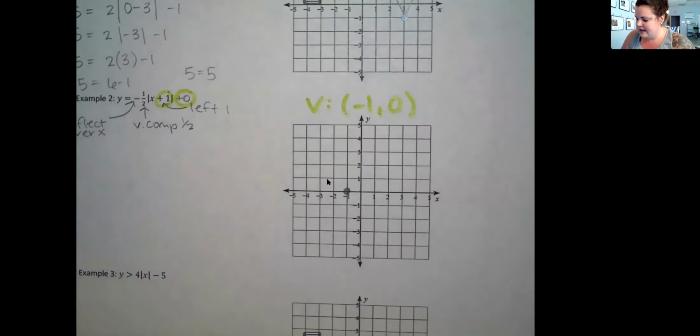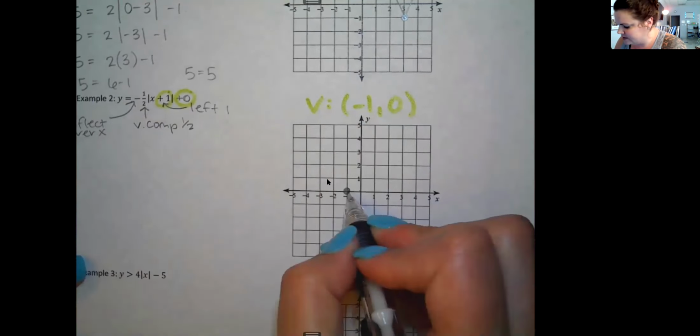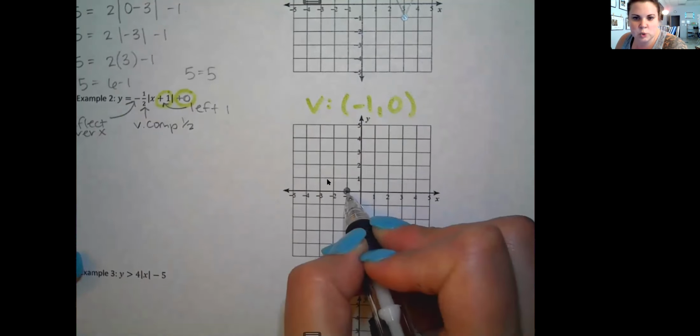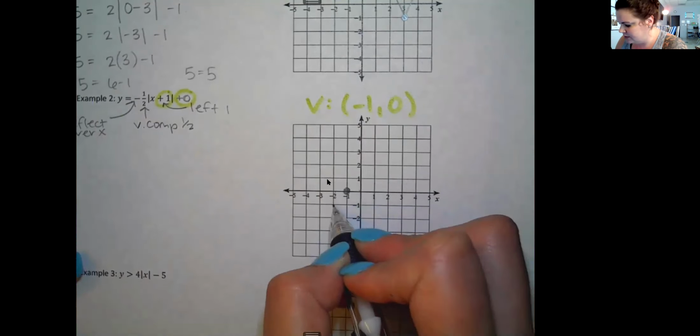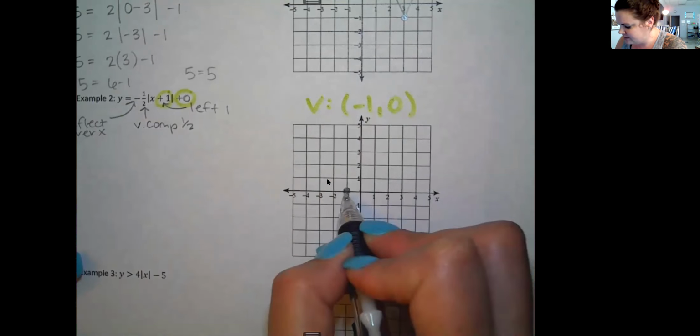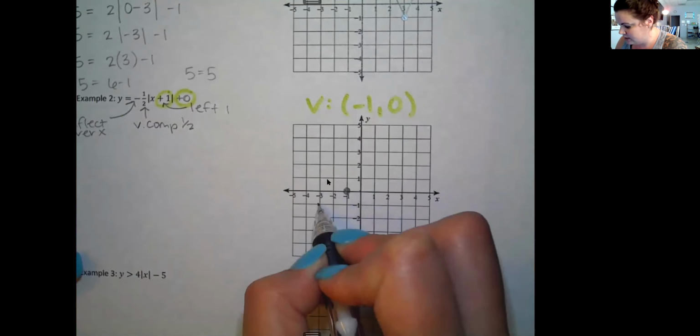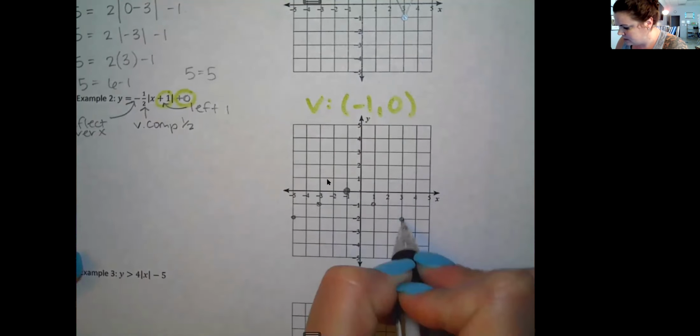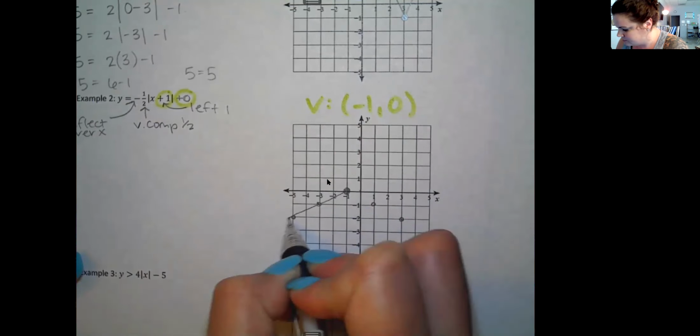Okay, and then it's been reflected over x, so instead of going up, it's going to go down. And then these graphs normally go over 1, down 1, over 1, down 1. But this graph is going to be half as tall as normal, so it's going to go over 2, down 1, over 2, down 1. So it's going to give it that squish, that compression.